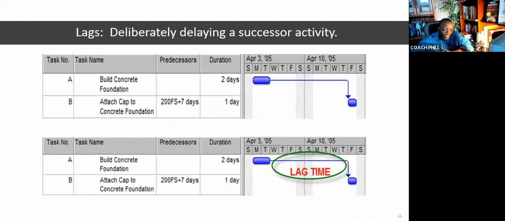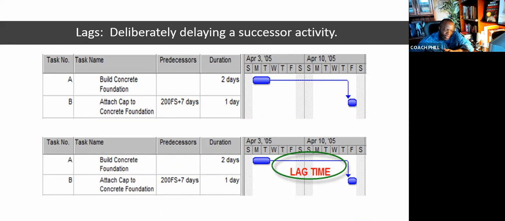Another feature we use is lag time. An example of this is building a foundation. You don't just begin building on that foundation. You've got to attach a cap to the foundation. But before you attach a cap to the foundation, you've got to allow 7 days for the concrete to cure. And that's an example of lag time because it's not a task. It's just dead time you need to put in the schedule for the concrete to cure.